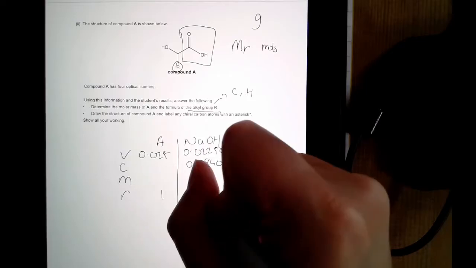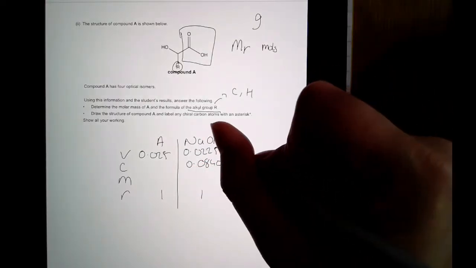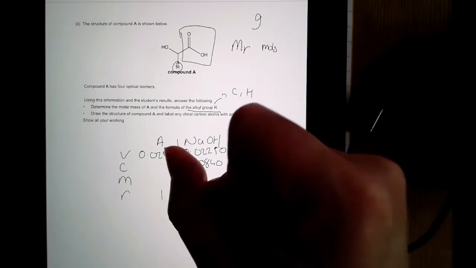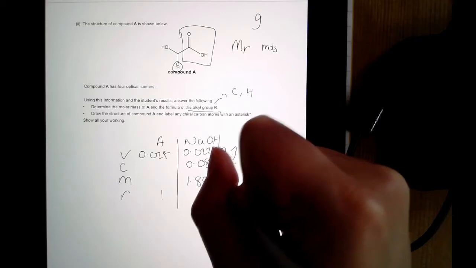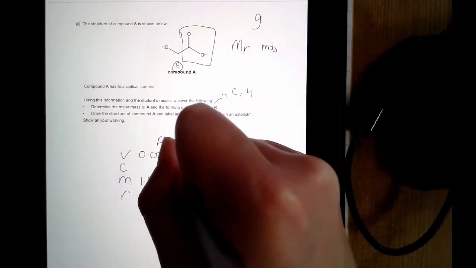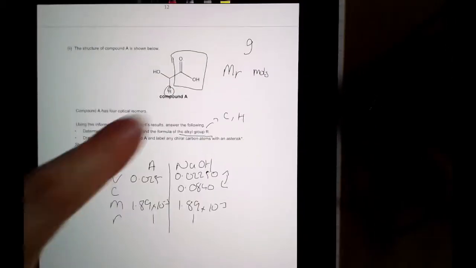I already know my ratio is 1:1. I've seen that from the fact that they've told me it's a monobasic acid. So I'm going to work out how many moles of NaOH I have. So 0.02250 times 0.0840. I've got 1.89 by 10 to the minus 3, and here I've got 1.89 by 10 to the minus 3. Now at this part, remember what I'm trying to do here.